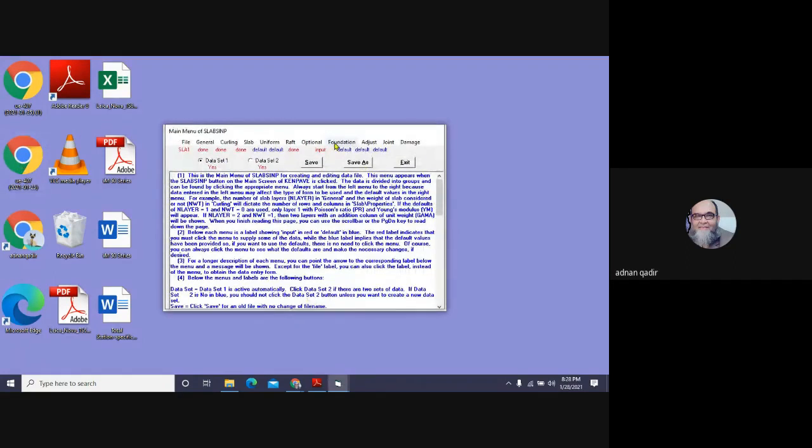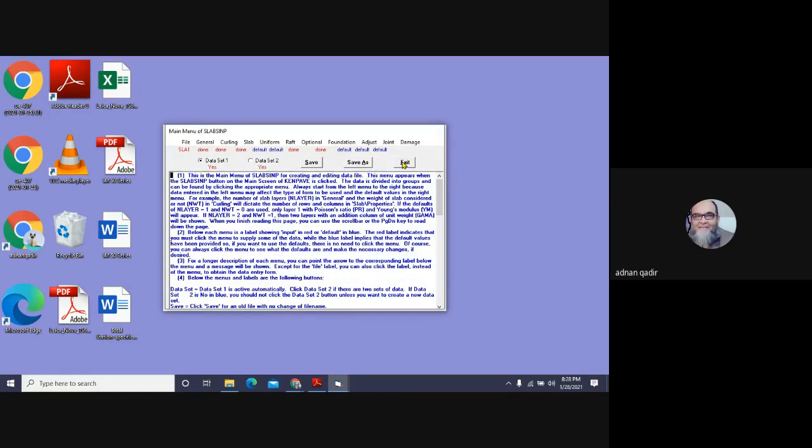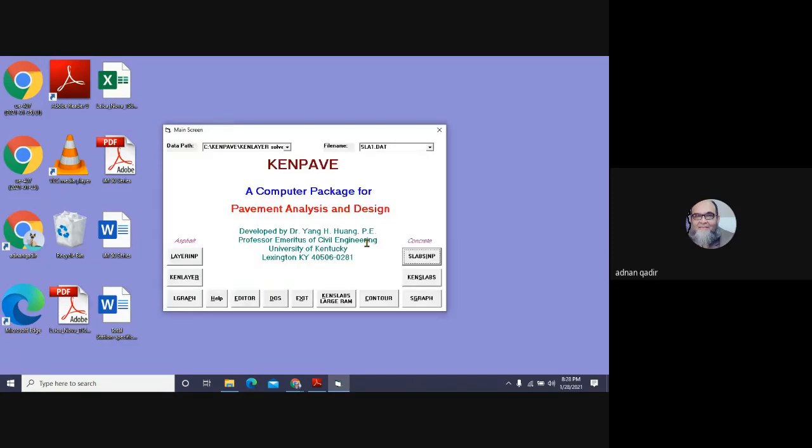And then the foundation, you see what is the modulus of subgrade reaction, and NAS is number of additional subgrade. Obviously, you didn't have that input with you, and you assume that all the slab is resting on your subgrade, so you leave it like this. Say okay. So now you have completed all. Exit. Yes. And this has been saved.